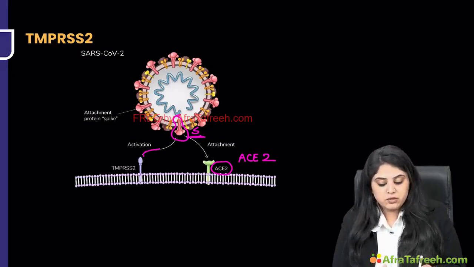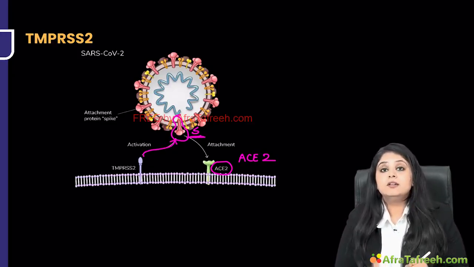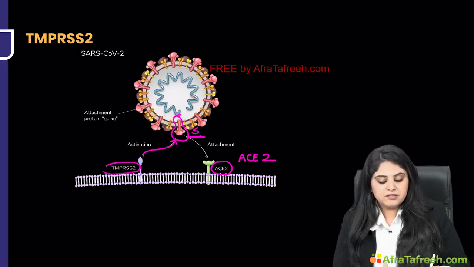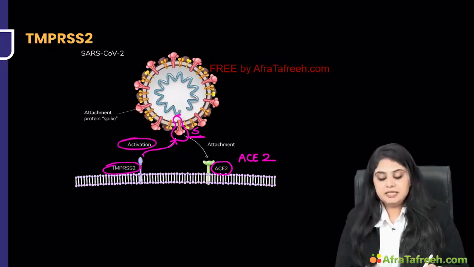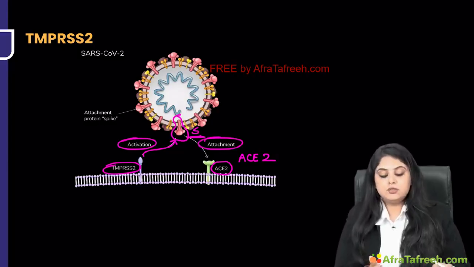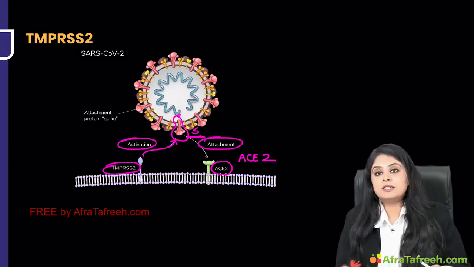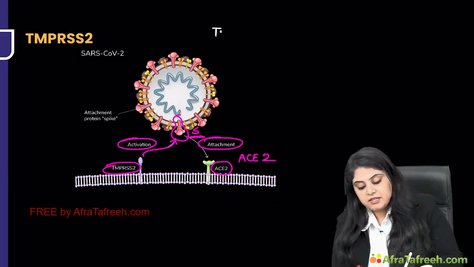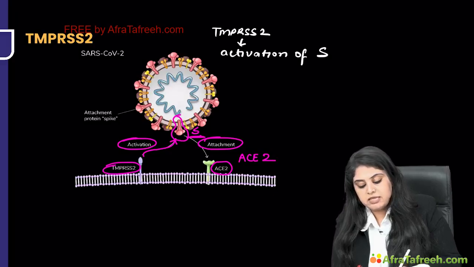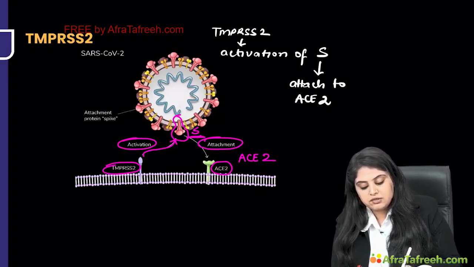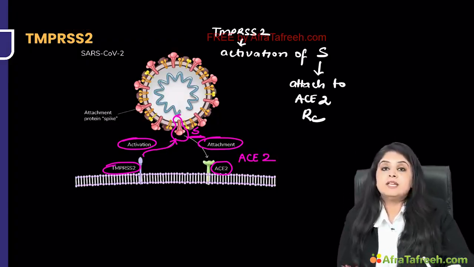So who is actually going to come and activate this spike protein? We only do that. We are digging our own grave. We have something on our cells called TMPRSS2 that goes and activates the spike protein. That spike protein then attaches to the ACE2 receptor. So if I had to write this entire story, what will I say? I will say that TMPRSS2 is going to cause activation of the spike protein, and then this spike protein is going to attach to the ACE2 receptors. That is what has been implicated.